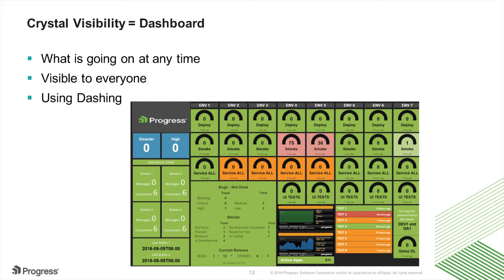This is the real dashboard at the moment. In reality, it is very interactive. A lot of blocks are blinking, shaking, and so on. And that was implemented with the help of Dashing.